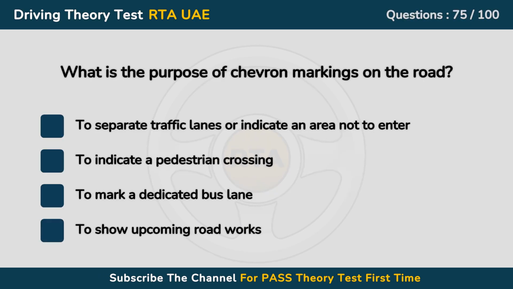Question 75. What is the purpose of chevron markings on the road? A. To separate traffic lanes or indicate an area not to enter. B. To indicate a pedestrian crossing. C. To mark a dedicated bus lane. D. To show upcoming roadworks.